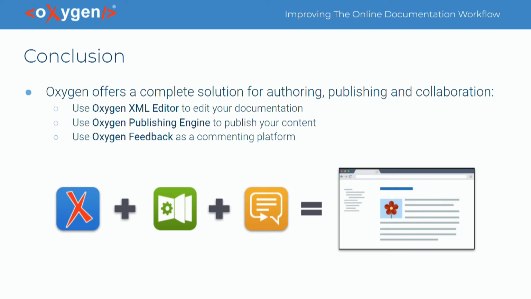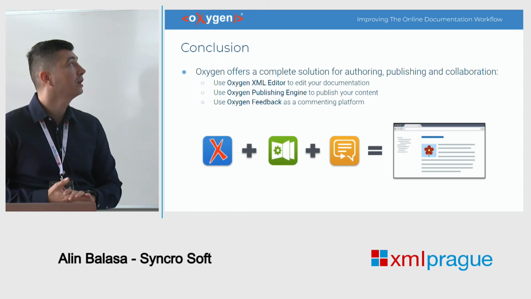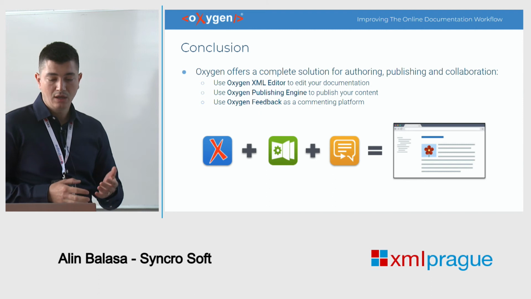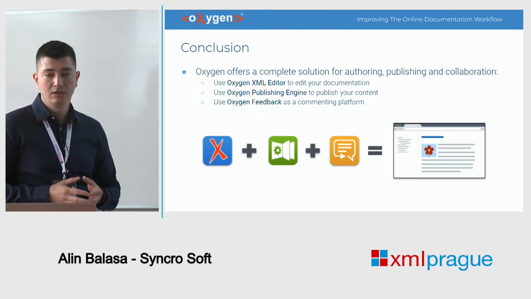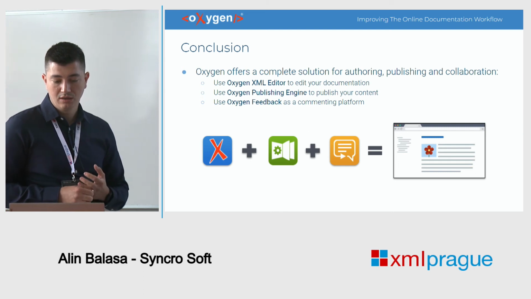So we reach the conclusion of our presentation. We have seen that Oxygen offers a complete solution for authoring, publishing, and collaboration. You can use Oxygen XML Editor to edit your documentation. You can use Oxygen Publishing Engine to publish your content. You can use Oxygen Feedback as a commenting platform.